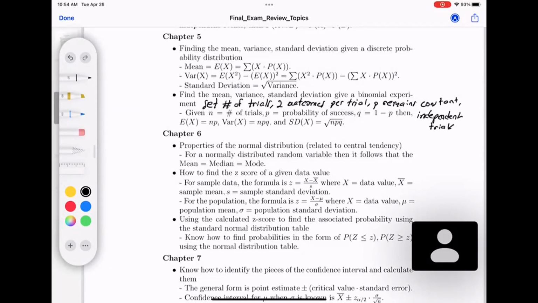So you may need to know those. Then, given a set number of trials N, the probability of success P, and the probability of failure, which is Q, just 1 minus P, then you can find the expected value of X by just N times P, so the number of trials times the probability of success. The variance of the random variable is found by taking the mean times the probability of failure, and then the standard deviation by just taking the square root of the variance.